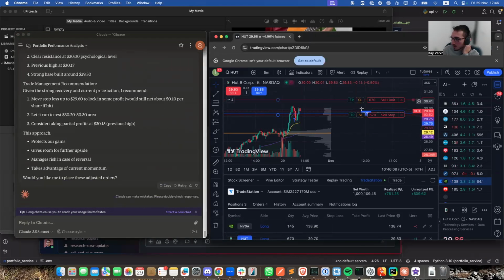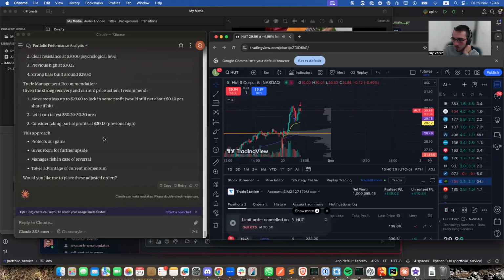Basically, he's saying this is resistance and we should take profits here. I would let this candle run a little bit here and see if I should take it off. But just for the sake of this example, let's just cap it here and take that money off.